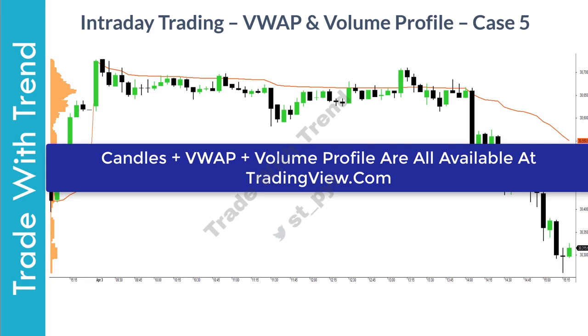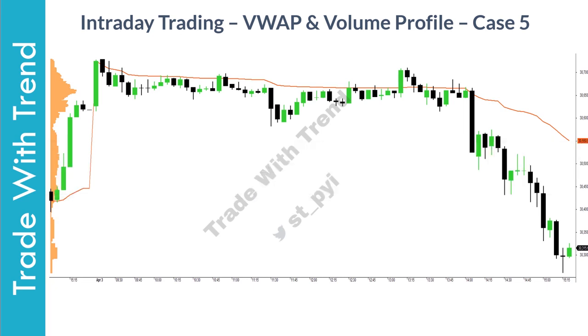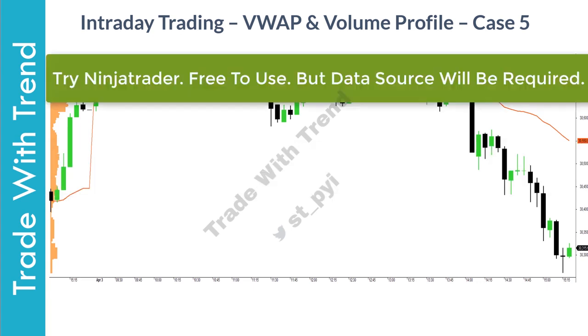VWAP indicator and volume profile are both available at tradingview.com. The only disadvantage being that TradingView does not have futures segment. You can explore option of NinjaTrader, which is free to use, and with NinjaTrader, you will require a data source which is typically not that expensive.